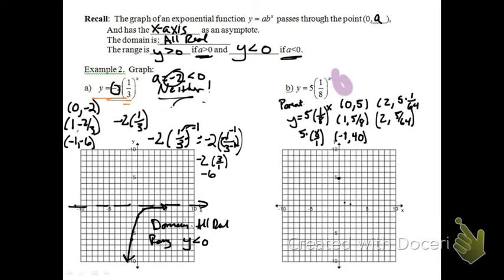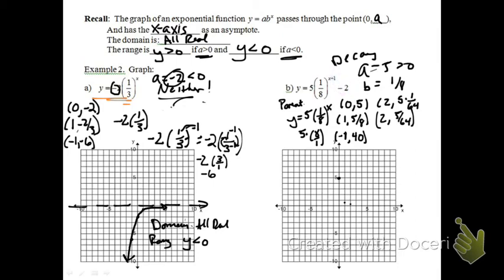You can see these points kind of fall down pretty quickly. And by the way, this is a decay model. Our A value is 5, bigger than 0, and our base is a number that's between 0 and 1. It's 1/8, right? So it's definitely decay, and we can see that as these points are falling from going left to right.